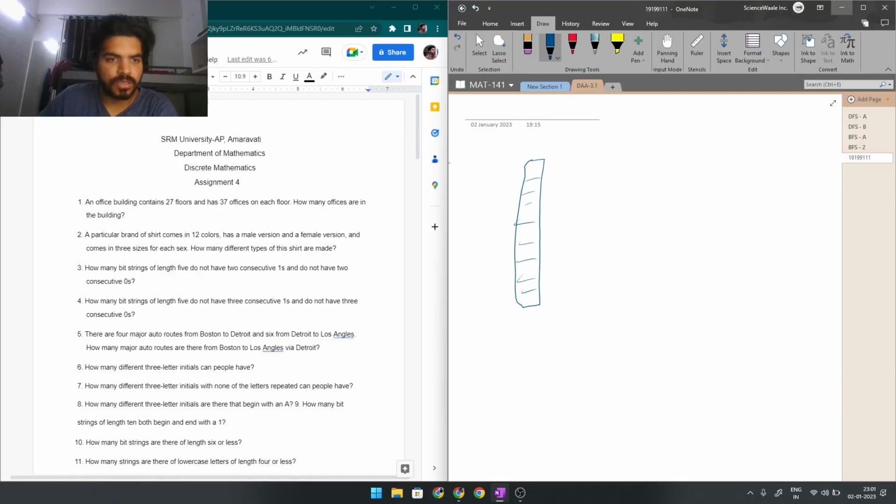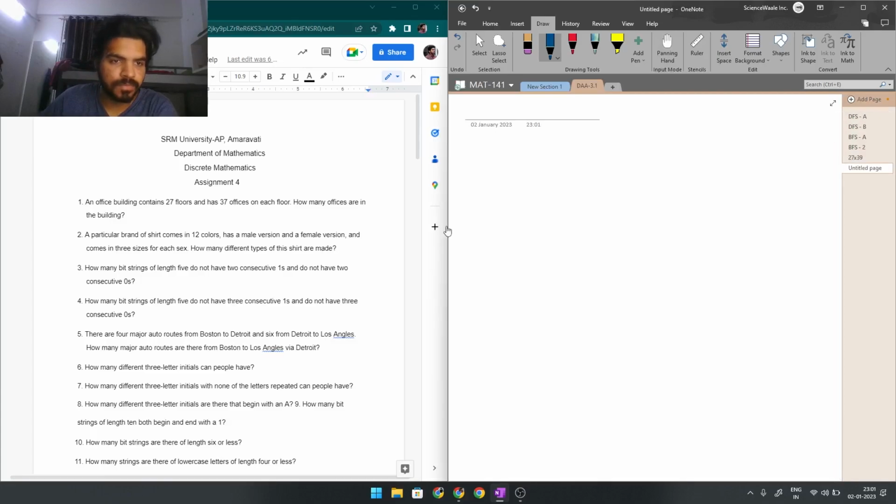That means the total number of offices will be a simple product, 27 into 34. 1024 minus 25, that is a square plus b square, 999 if I'm not wrong.